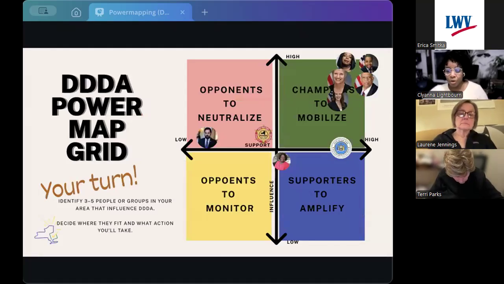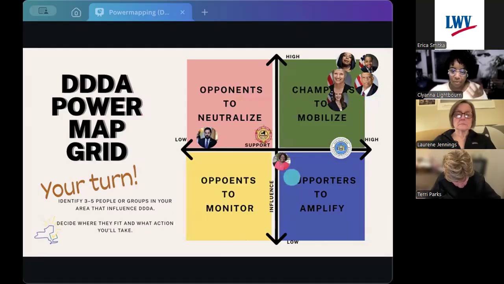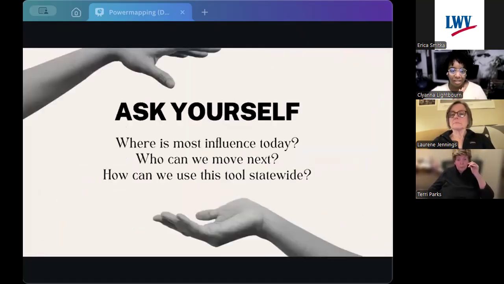So again, just showing you a little bit about what the grid looks like. We've already seen this, so I'll move forward.